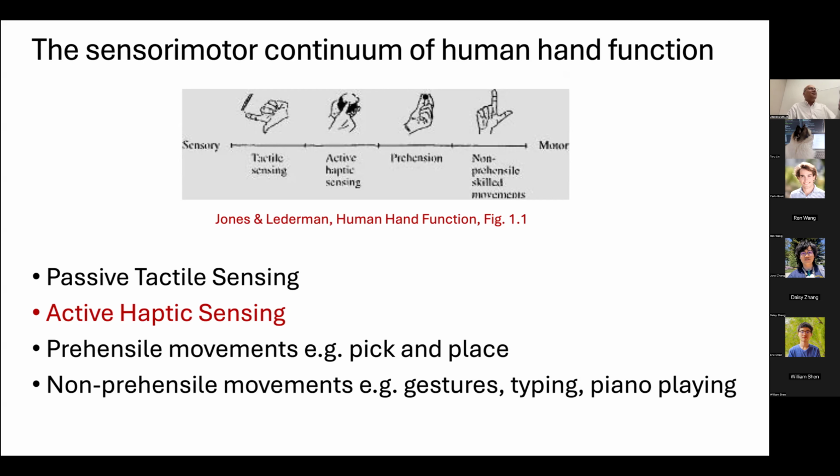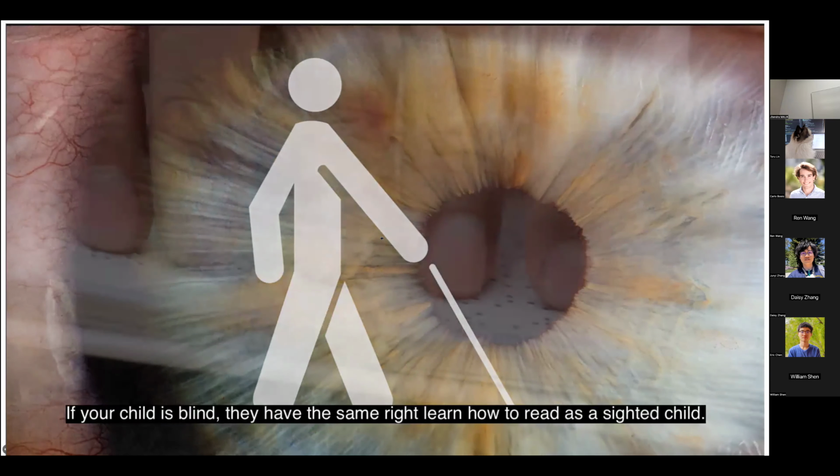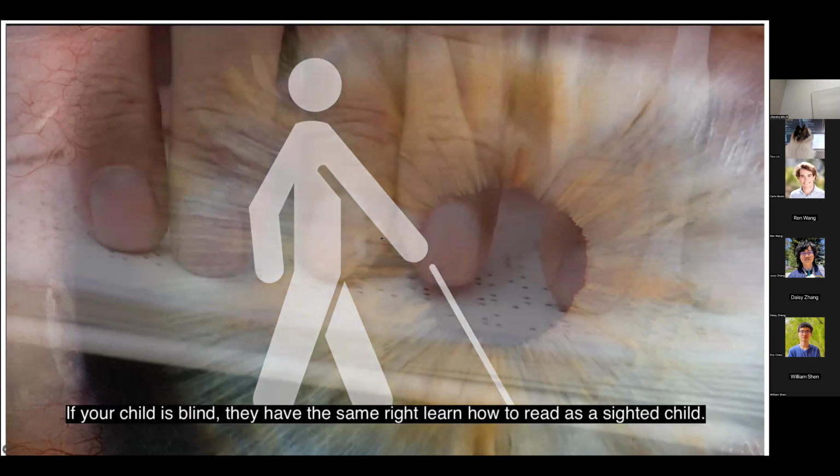No parent of any sighted child would be content with their child just listening to an audible recording. They want their children to read. If your child is blind, they have the same right to learn how to read as a sighted child. And with technology being what it is, they have Braille displays so that any book can be in a digital format and translated into Braille by using the Braille displays. Braille could definitely be taught to someone who is not blind.